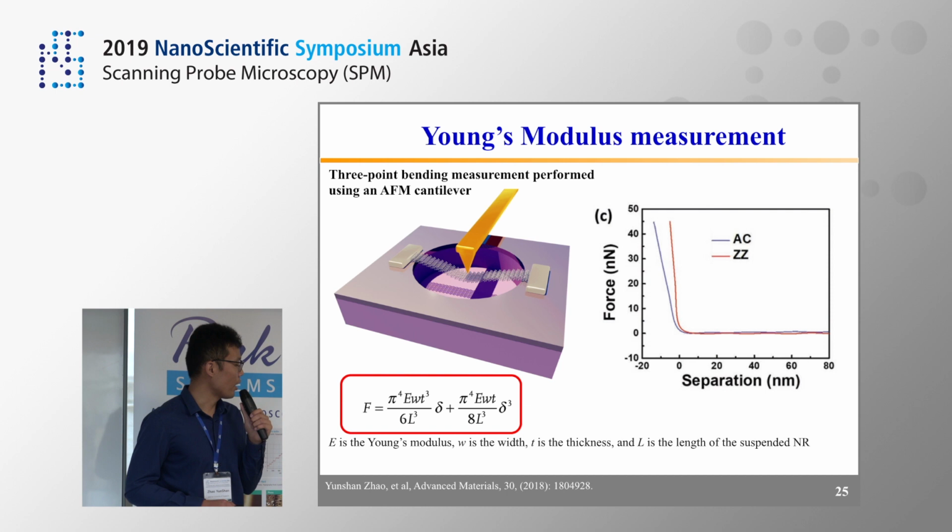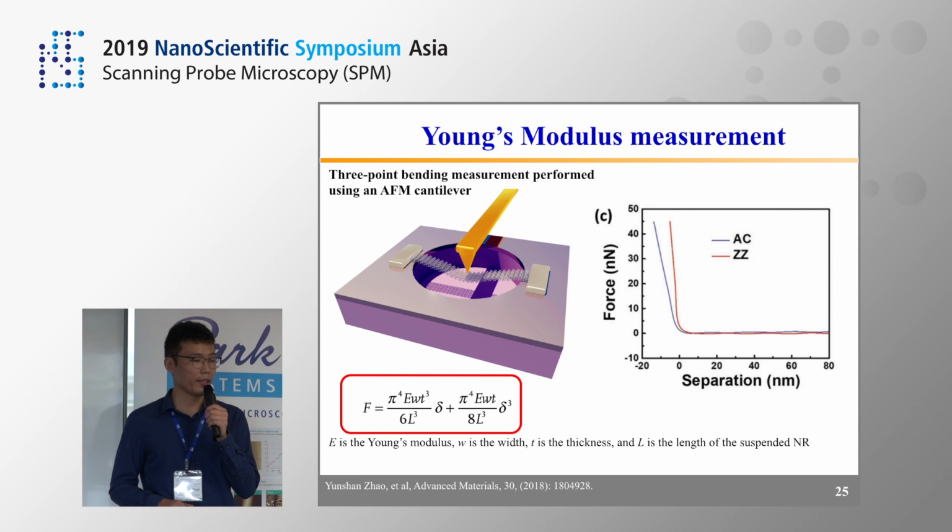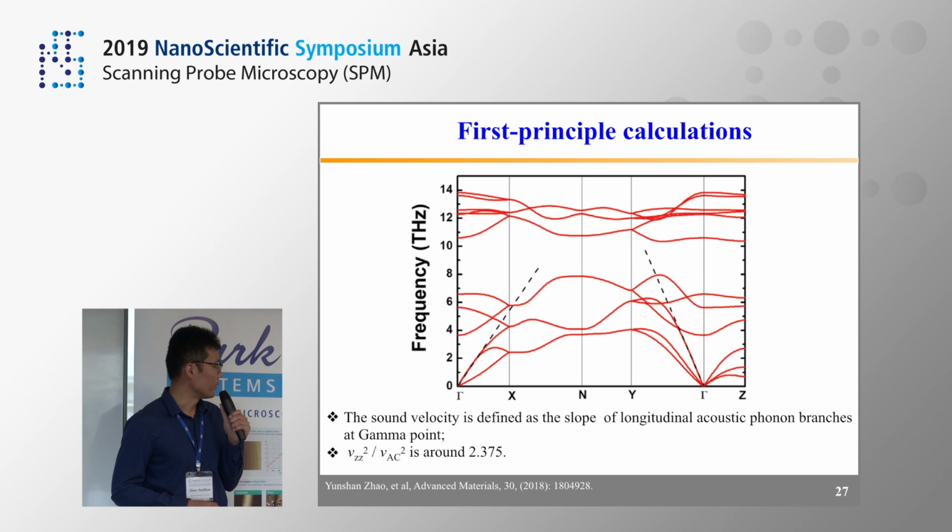From this graph, you can see the Young's modulus ratio between the armchair and zigzag directions is quite similar to the thermal conductivity ratio between these two directions. From this graph, you can see the dominant role in the anisotropic thermal transport in black phosphorus is coming from the group velocity instead of the relaxation time. We also performed first-principles calculations to show the ratio between these two directions. The group velocity ratio between these two directions is compared with both the thermal conductivity ratio and the Young's modulus ratio, which double confirms that what we measured is correct.